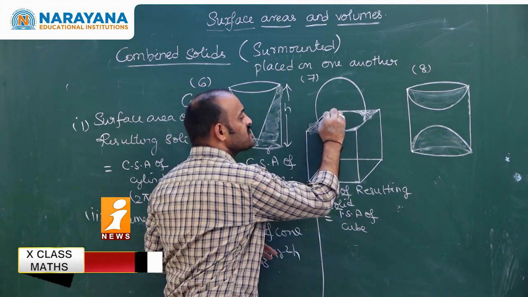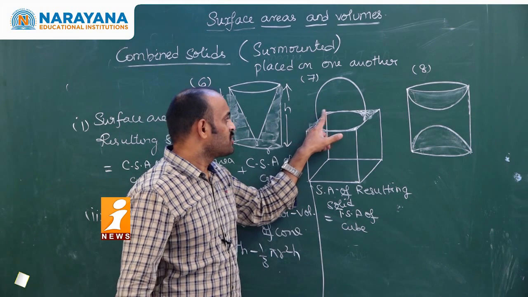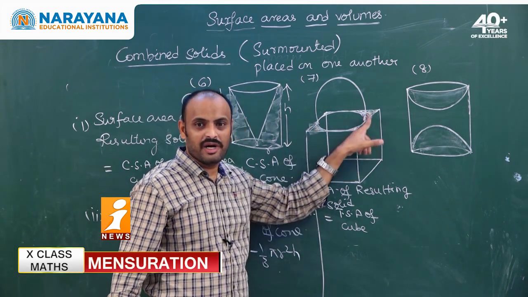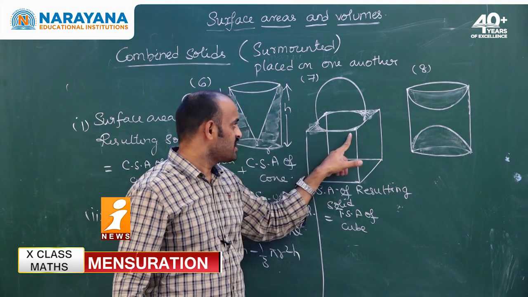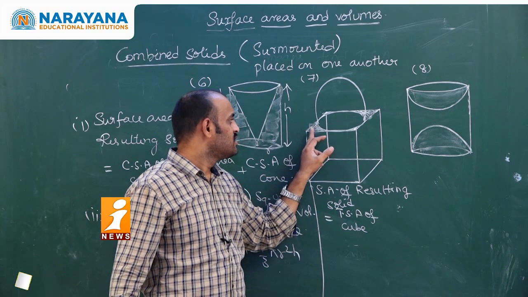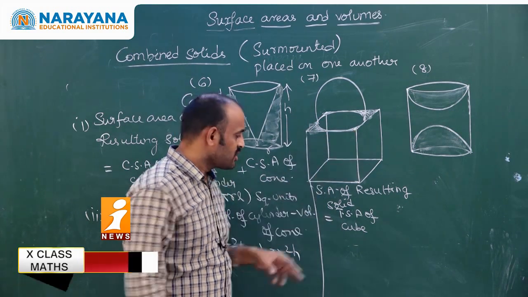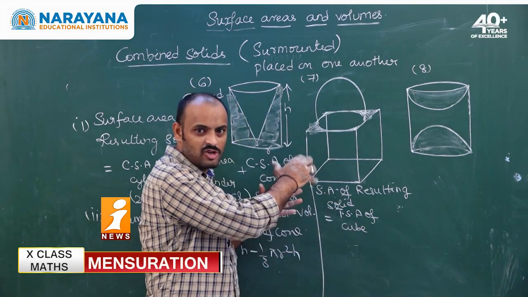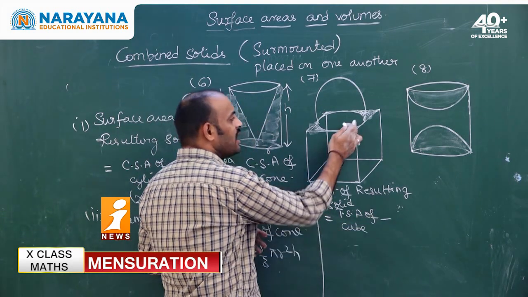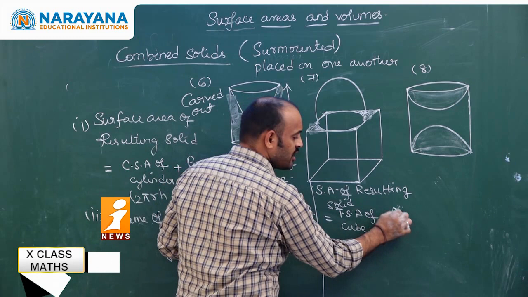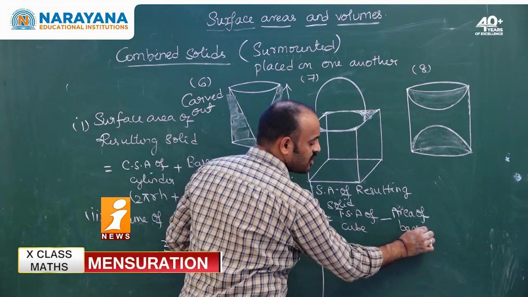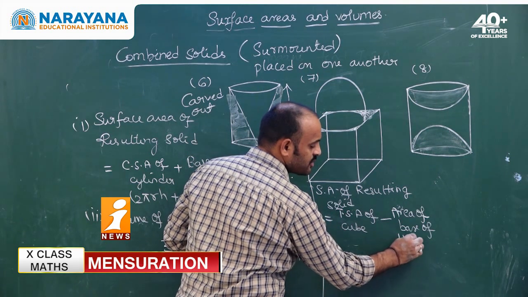So how to find these edges' area? From the top surface, if I remove this circle part, I can see the shaded part, no? That's why I have taken total surface area. That means all the 6 faces are included. From this, I will subtract this circle area, the area of the base of hemisphere.